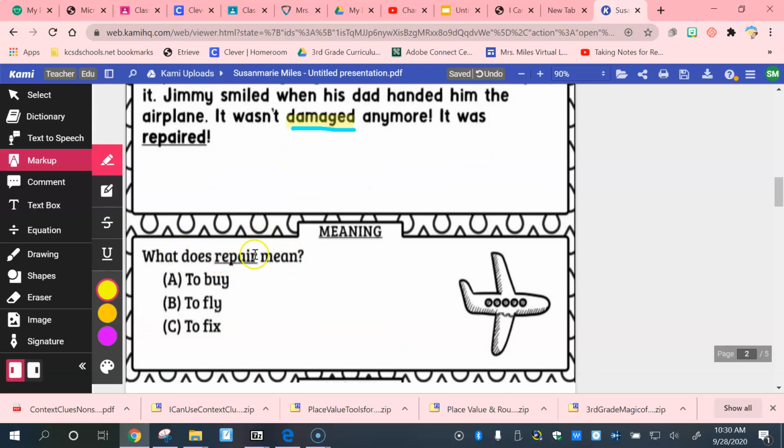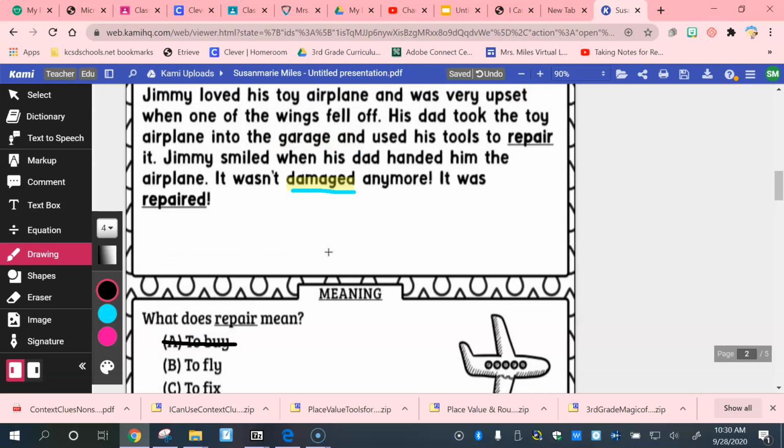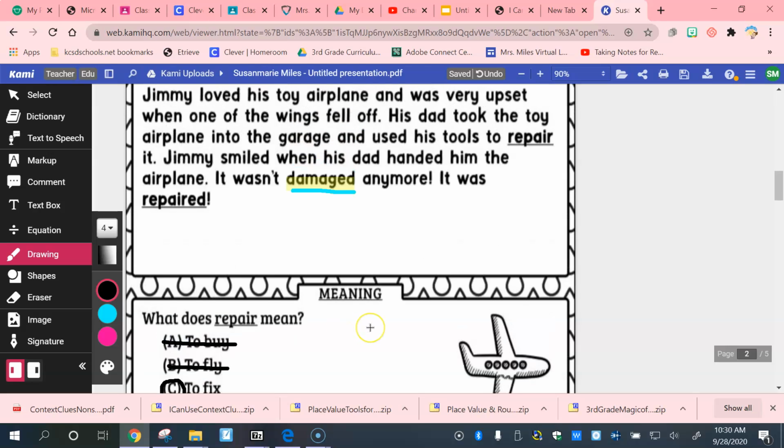So let's see. What does repair mean? Does it mean to buy? No. To fly? No. To fix? Yes. So remember, one way we can check that is to go back and put this word into the sentence where the context clue is. So I'll read it right here. I'll read each one in place of repair.